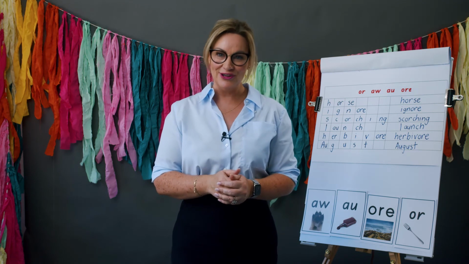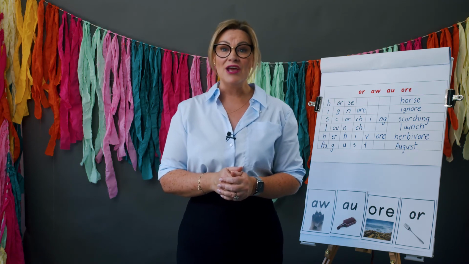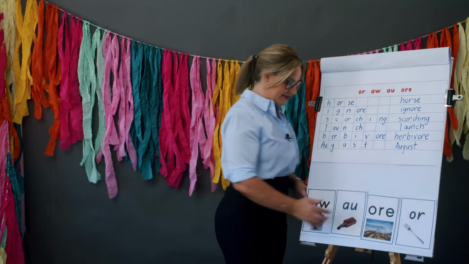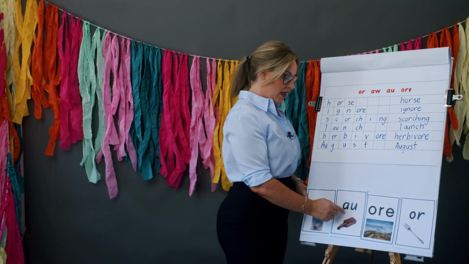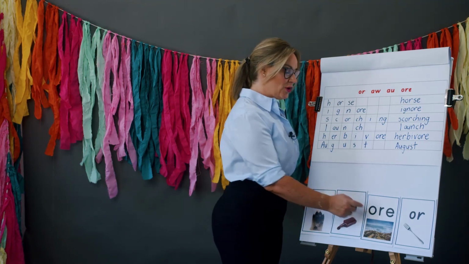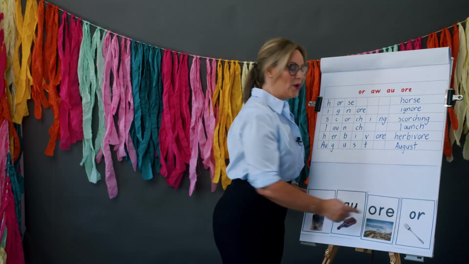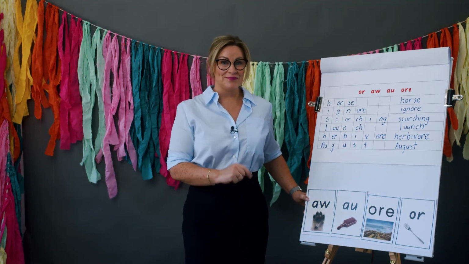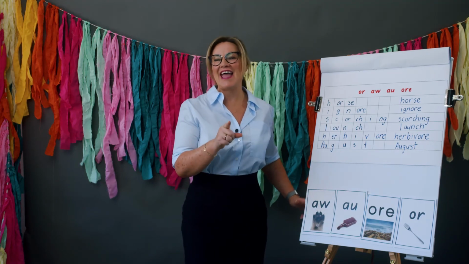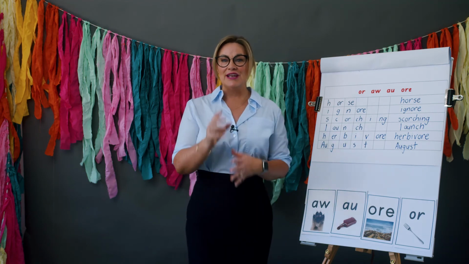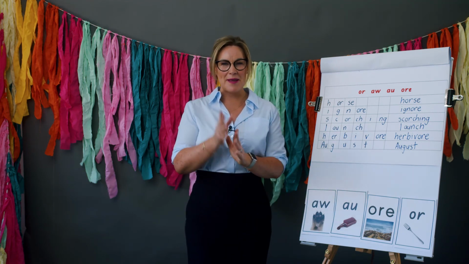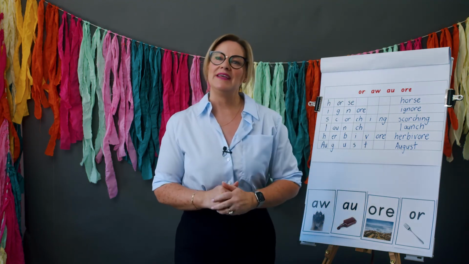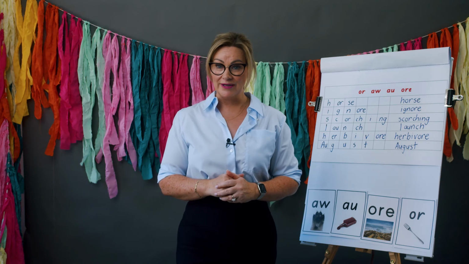Time to review our learning intention. So today we were using all of these 4 graphemes, AW or, AU or, ORE or, OR or, to read and write words. Fantastic. Don't get to go yet because you need that independent activity. So let's think about it today. Imagine creative juices flowing. I want you to be an awesome reporter.